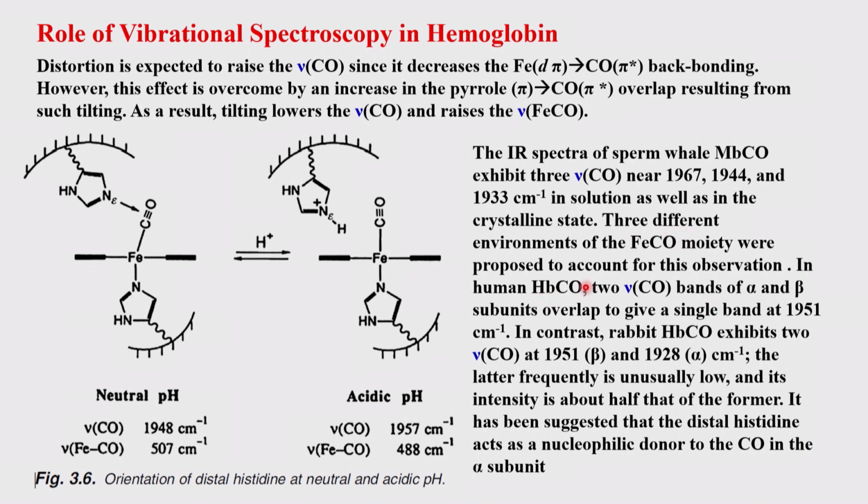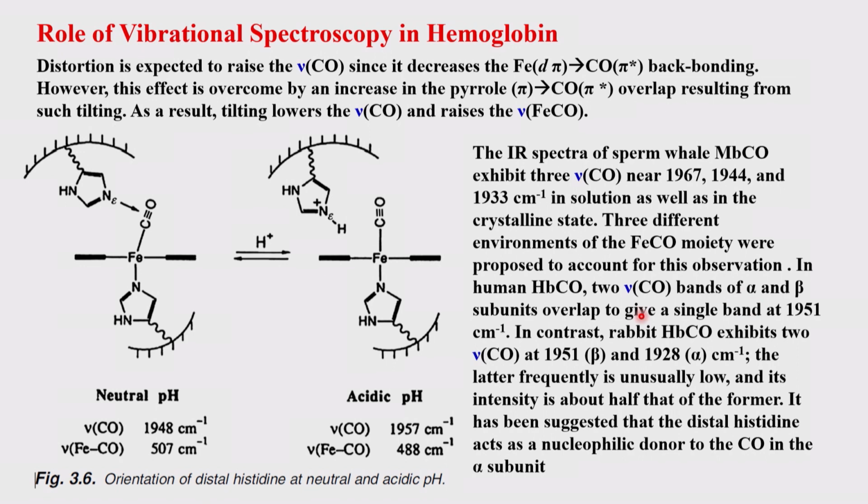And this means that there are 3 different kinds of environments with respect to CO binding. If you look at the human hemoglobin CO, there are 2, because you have distinctly the alpha region and the beta region, and they have different surroundings. Due to various effects that you will see, the alpha and beta are showing one at 1950, the other at 1930, something like a 20 wave number difference.